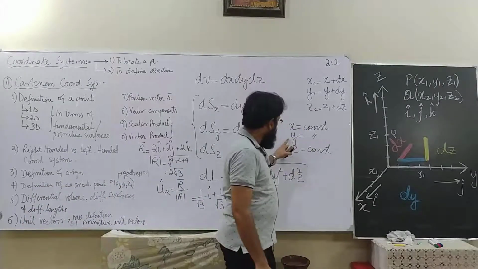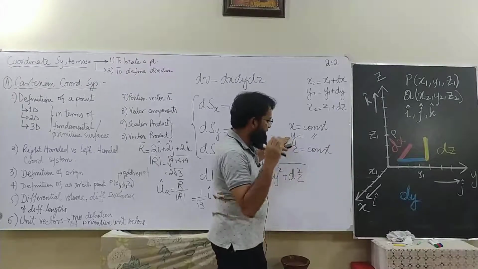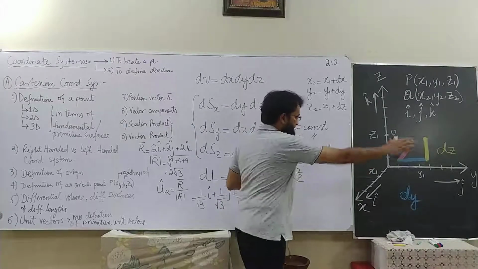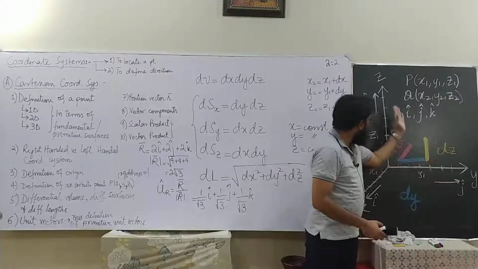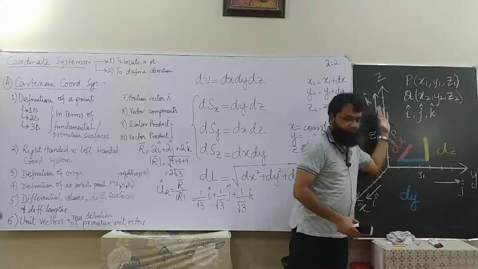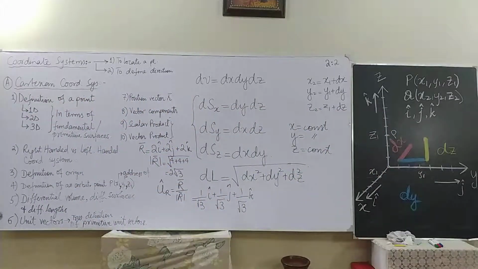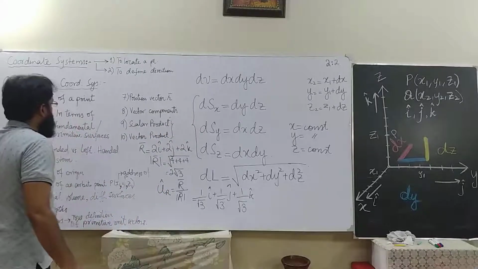Similarly, the primitive unit vector for y equals constant should always be perpendicular to y equals constant, and it should always point in the increasing values of y. That's the reason why it is sheer luck that we got the primitive unit vectors in the direction of x, y, z in the case of the 3-dimensional or 2-dimensional Cartesian coordinate system. This is pure luck. Otherwise, things would have been different if these two properties were not met.